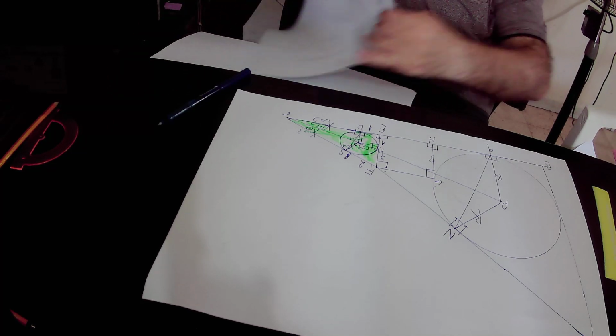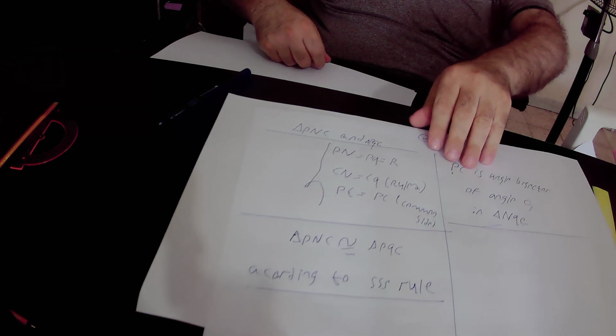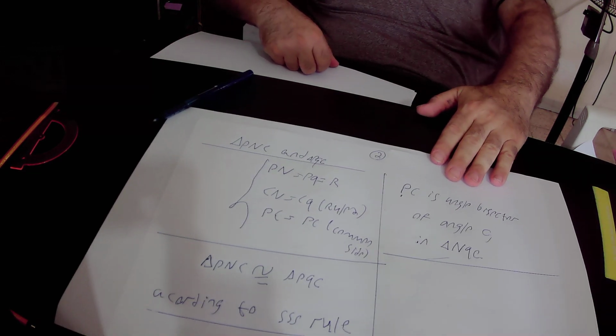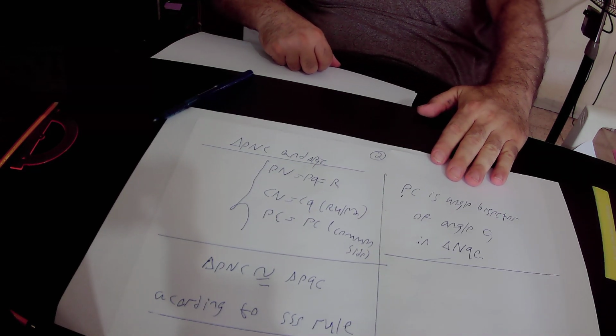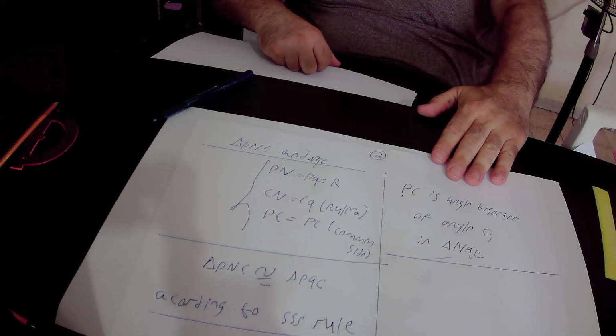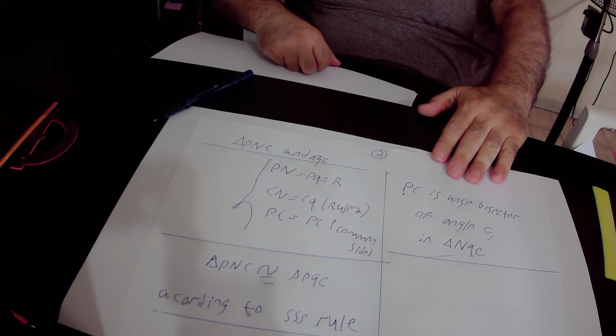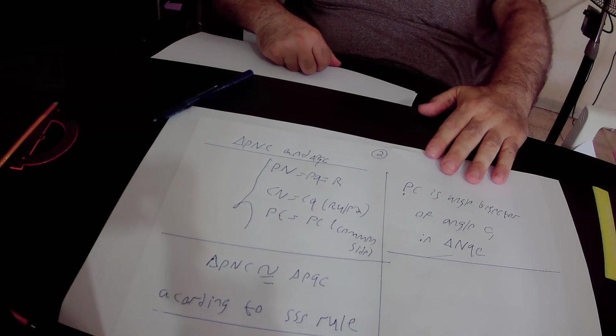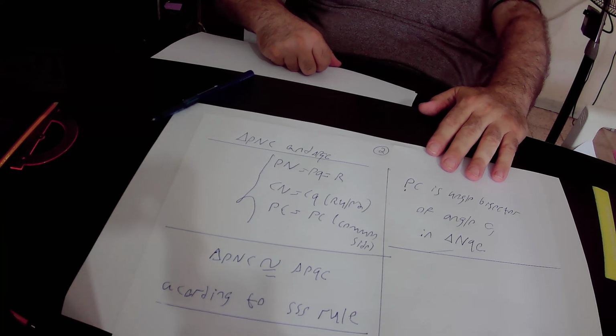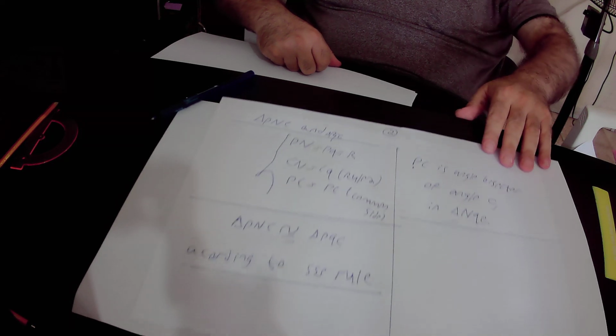I repeat again, we actually found out that PC is the angle bisector of angle C in triangle MQC. Therefore, we found out that angle C has two angle bisectors, PC and CO. Okay.